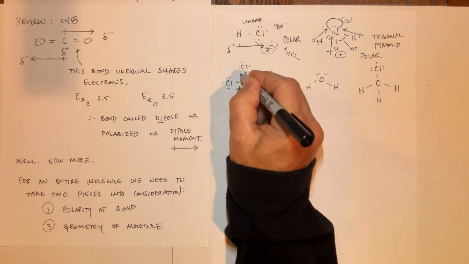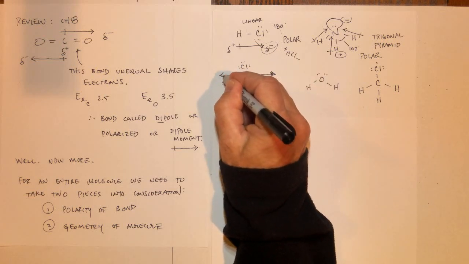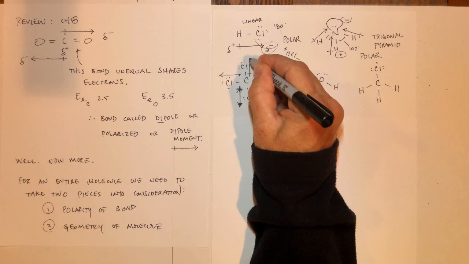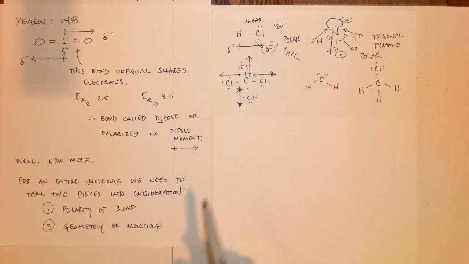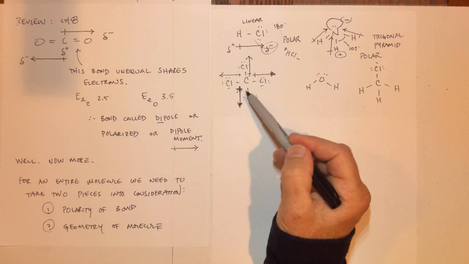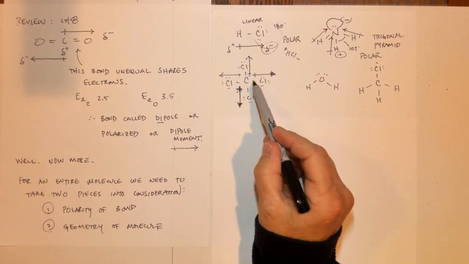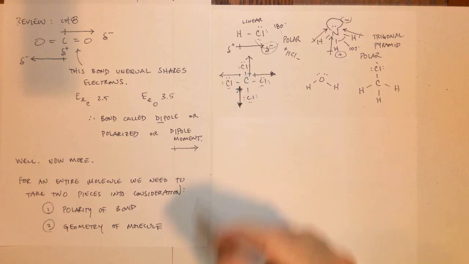Let's draw this one correctly. Plus sign right here, going here. Plus sign right here, going here. All right, so we do know that we have polar bonds inside of here. Uneven distribution of electrons between each one of these because they have different electronegativities. Now let's look at the shape.